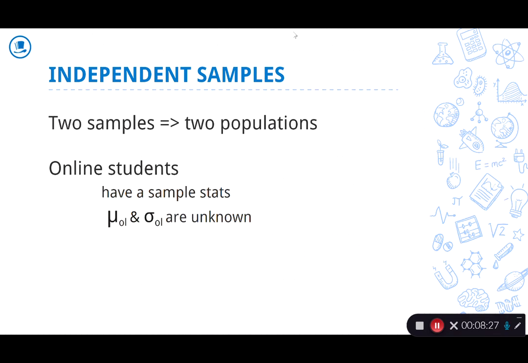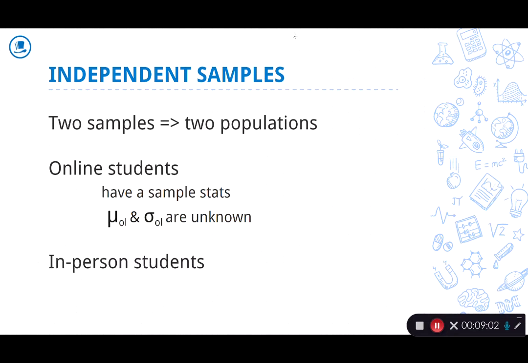Theoretically, they represent mu and sigma. I don't know what these population values are. I have no idea what the population of online students would score on a particular exam or test. But even though I don't know the actual numbers, that doesn't stop me from thinking about them theoretically. So here I have a sample of students. I know the sample statistics, but the mu and sigma are unknown, and I don't know their exact values. I know they exist, I just don't know what they are.